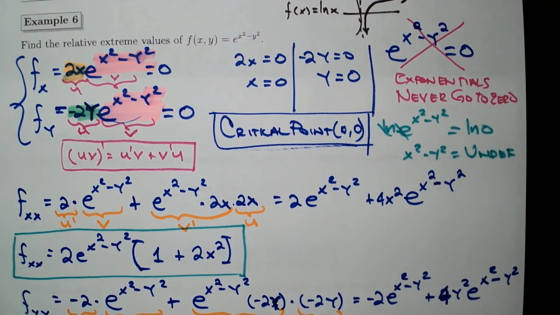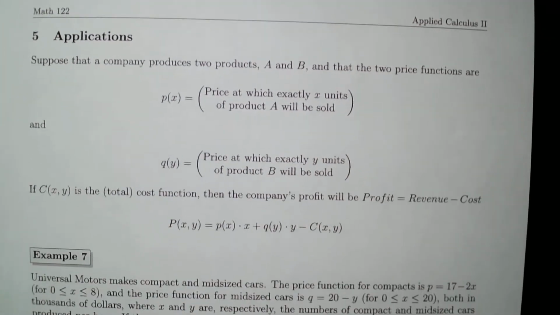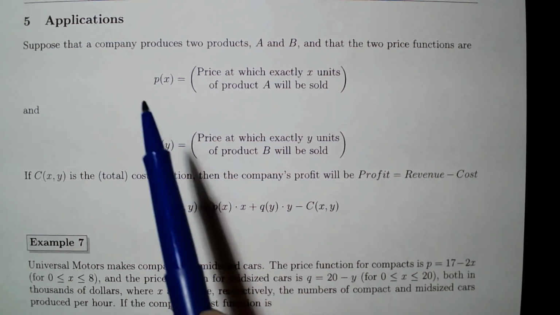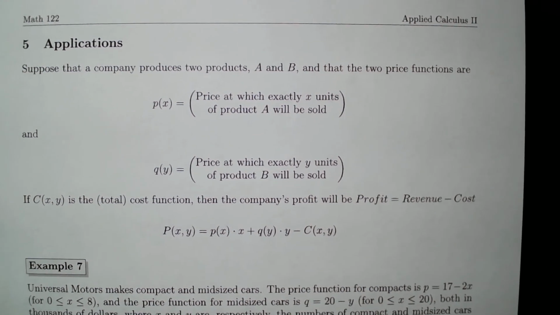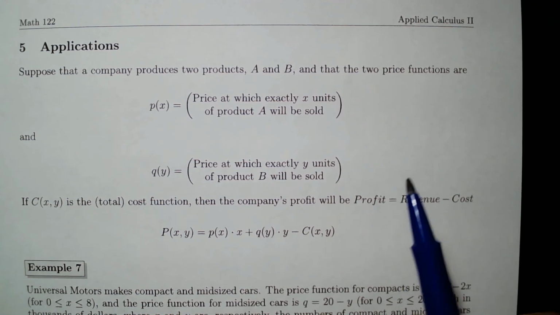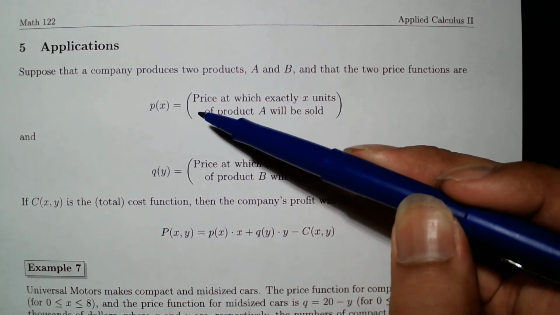Alright, so this is the last example in which we find maxes and mins for a function f of x and y. Now I'm going to do one very cool application in which we are going to find the maximum point. In this case, we are in a situation in which a company produces two different products. In a very generic form, let's call them A and B. Okay, and of course, each product is going to have its own price.